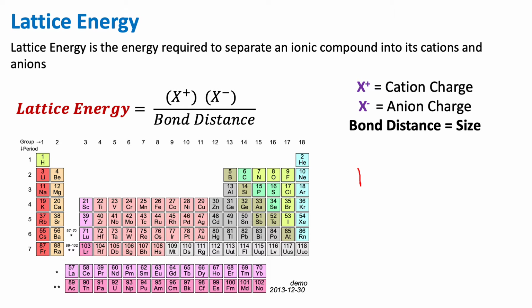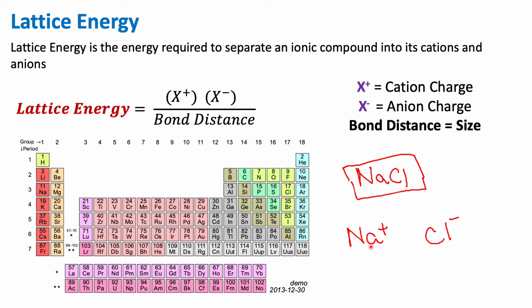For example, when we have NaCl, the energy required to break this ionic compound into Na plus and Cl minus is referred to as lattice energy. So the energy required to separate the cations and anions is called lattice energy.